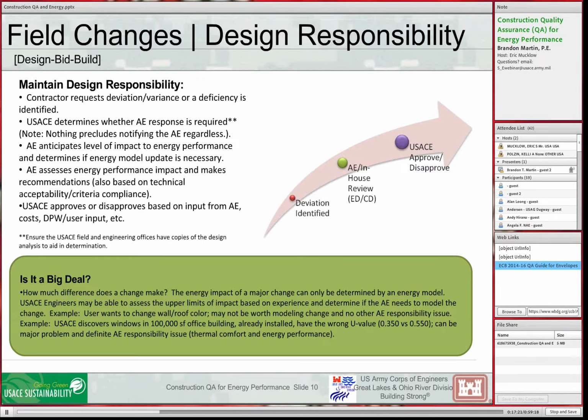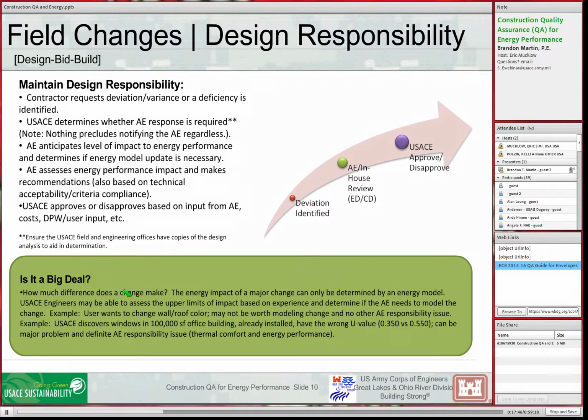So whether that's reaching out to your quality management folks in construction or to your engineering office or back to the AE, there are different ways to approach that depending on your contract vehicles and what you have. But these things can be a big deal. Here's an example. Let's see, use the pointer.